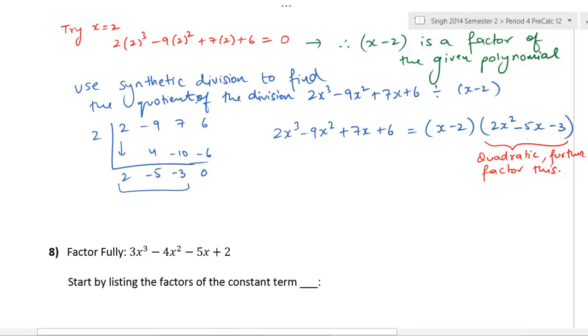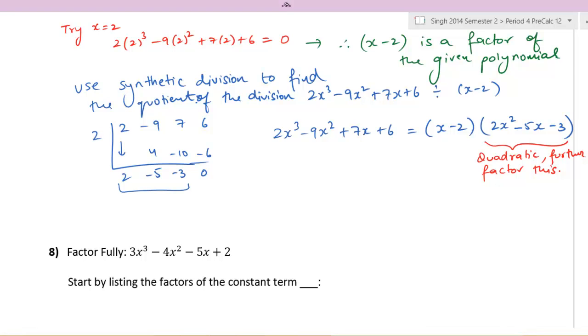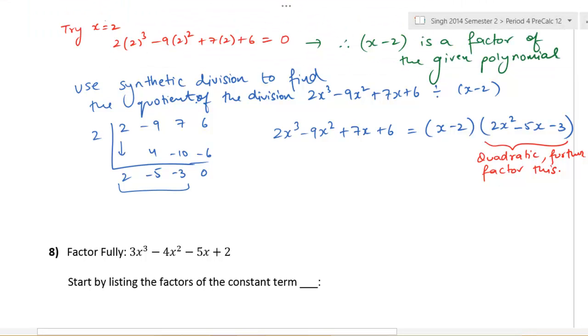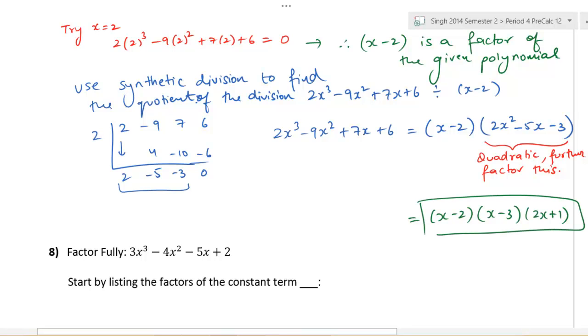So let's go ahead and factor that quadratic out, and I'll let you do that on the side. So you can pause the video, do that, and when you come back and you've done it, you will realize that the factors of that polynomial are going to end up being x minus 2, x minus 3, and 2x plus 1. So that's going to end up being the factored form of that polynomial. Please make sure you go ahead and test that for yourself. Make sure you get that.